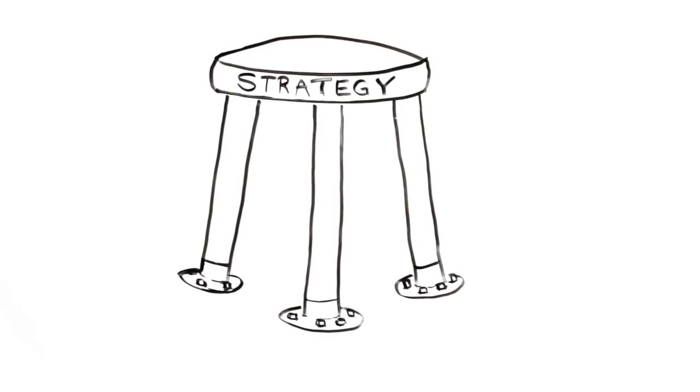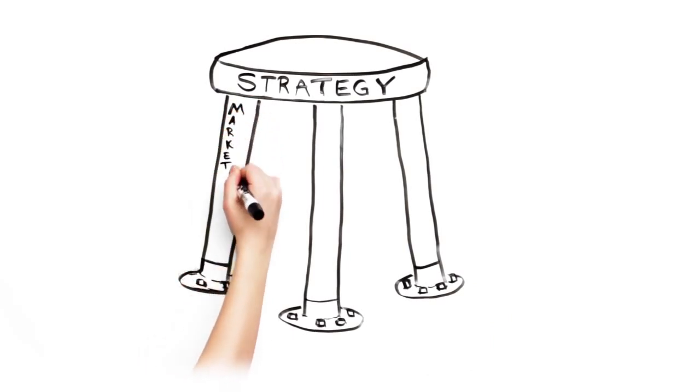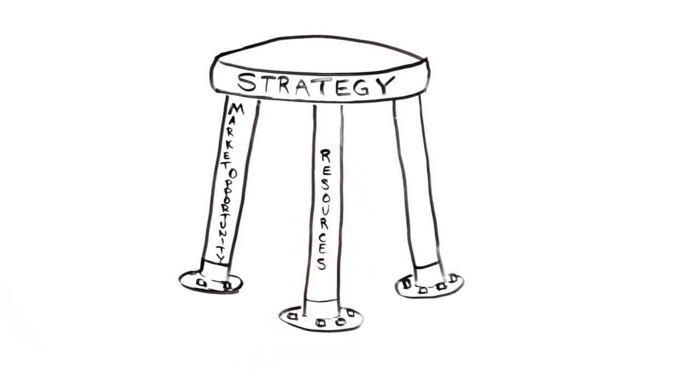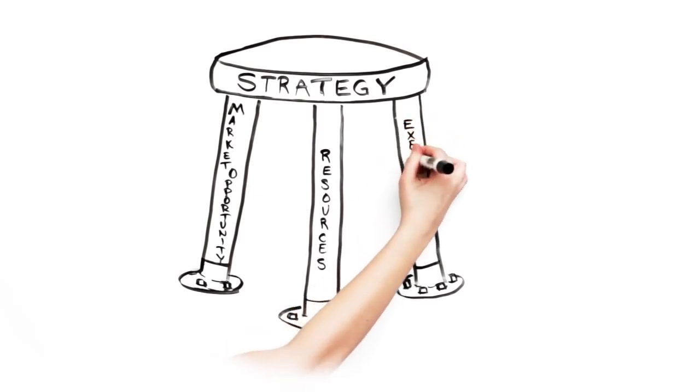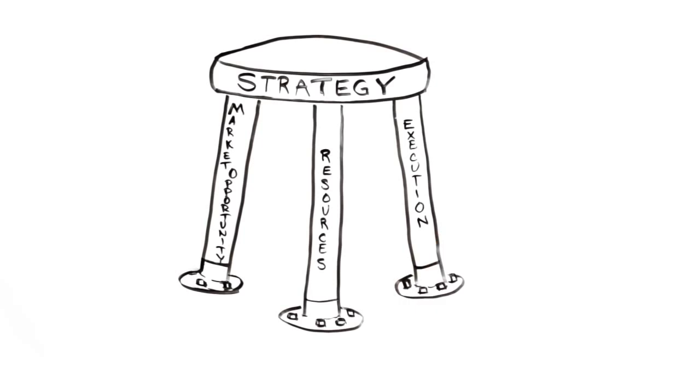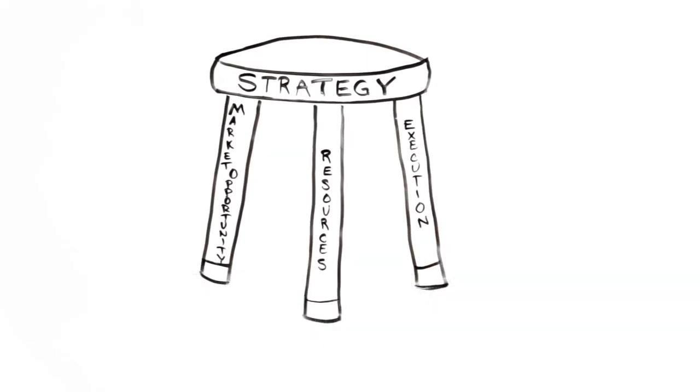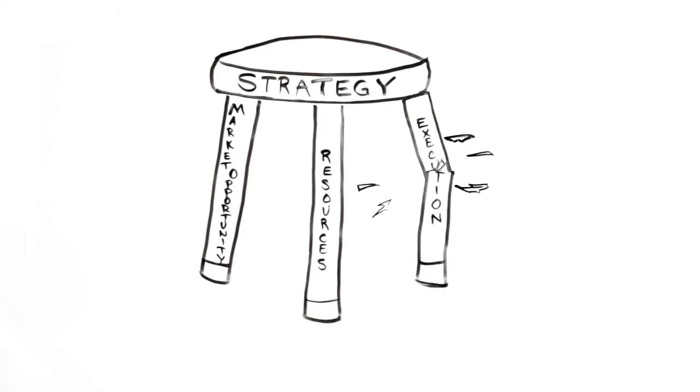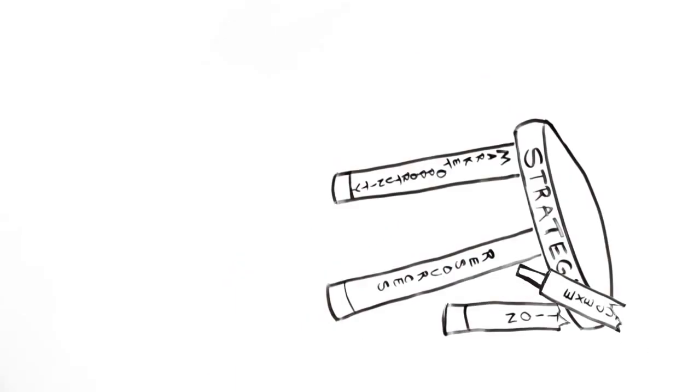A successful strategy requires first, an attractive market opportunity, second, the resources and capabilities required to serve the needs and desires of that market better than competitors can, and third, a well-coordinated implementation or execution that aligns the people and the organization with the strategy that you've formulated. If even one of those three legs is missing, then the stool will fall over and the company may fail.